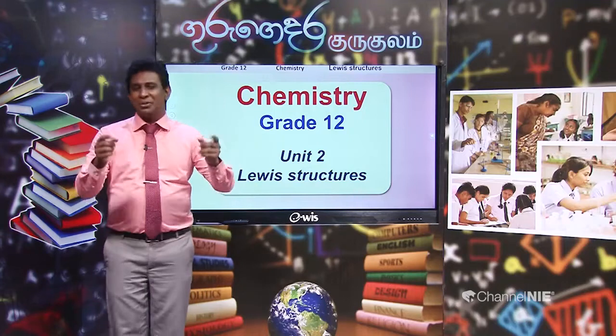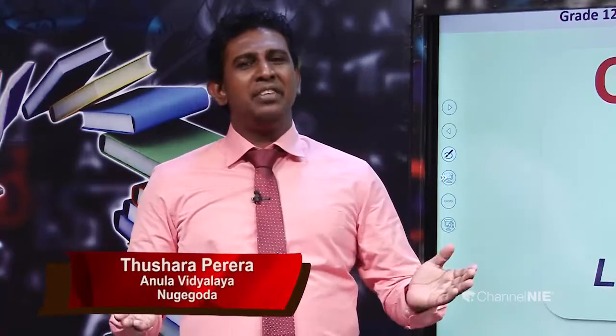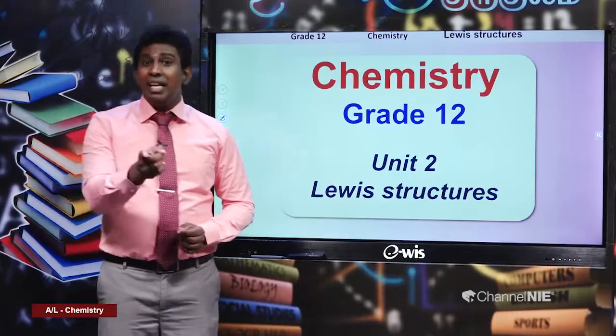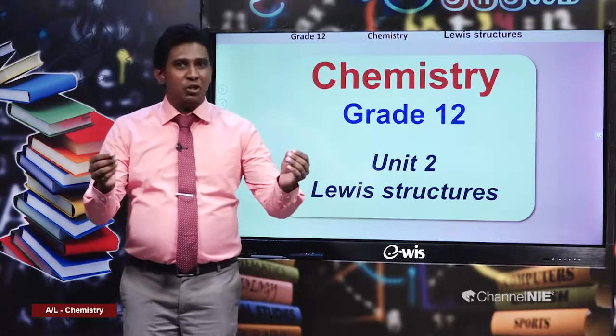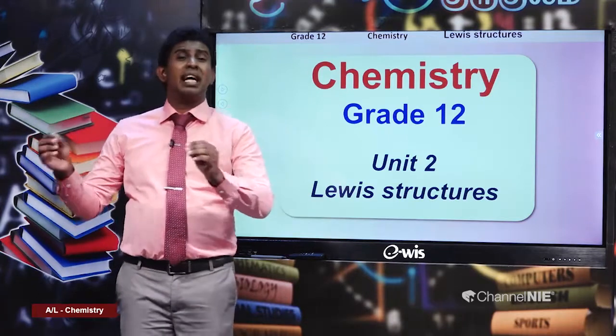We are going to present you another lesson that belongs to Unit 2 in your chemistry, grade 12. Students, in this lesson, we are going to look at the way to draw Lewis structures. We are going to find out the method by which you could successfully draw a Lewis structure. What is a Lewis structure? We'll first look at that. Then let's learn the way to draw Lewis structures.